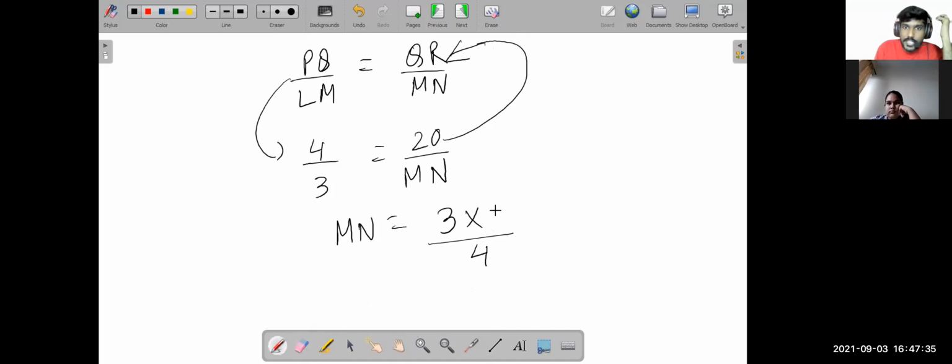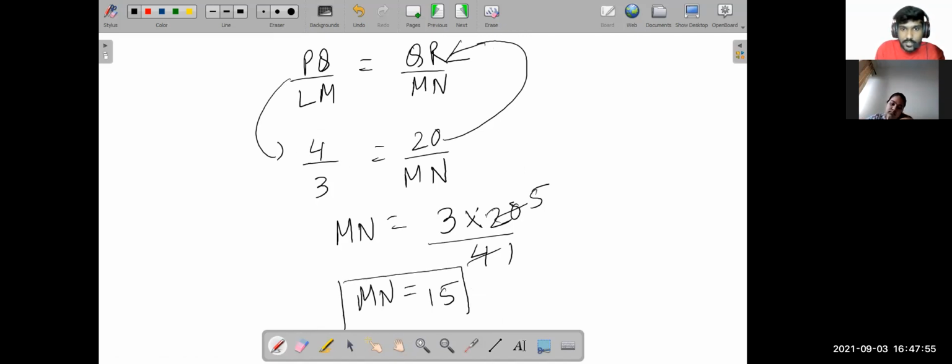So do cross multiplication here. MN is equal to 3 into 20 divided by 4. Did you understand up to here? Yes. So you can cancel out: 4 fives are 20, and 3 into 5 is 15. So the length of MN is 15.